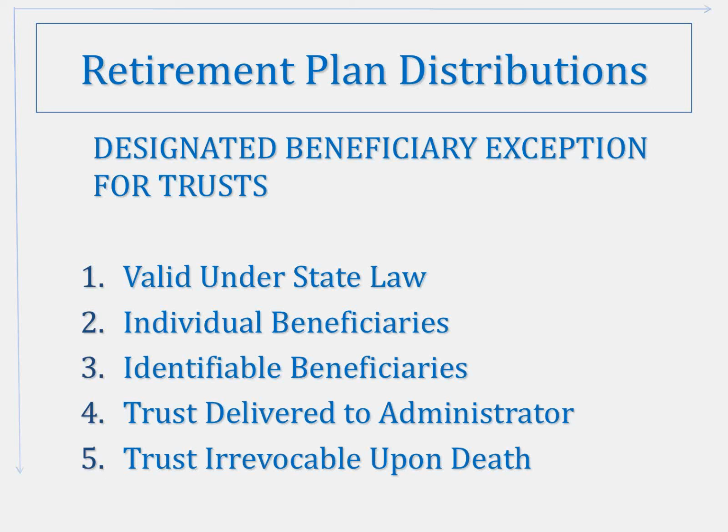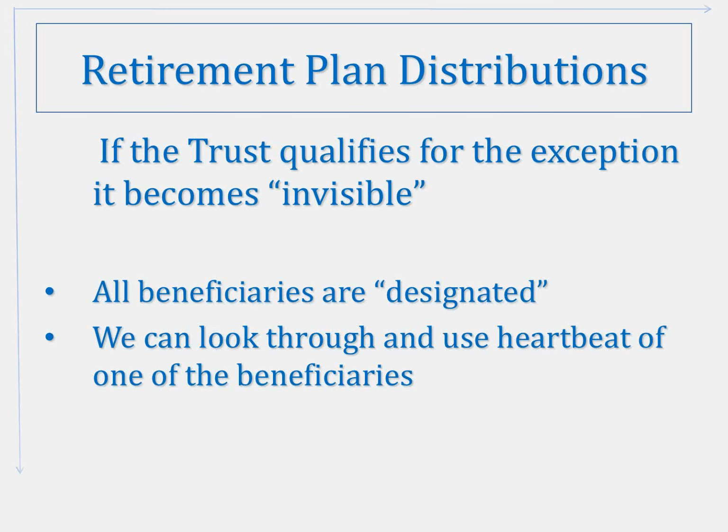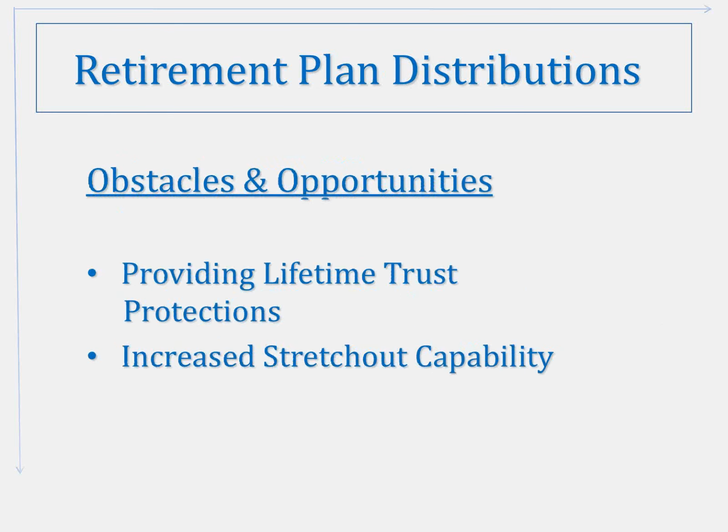The trust has to be valid under state law. It has to have individual beneficiaries. The beneficiaries have to be identifiable based on the document. The trust has to be delivered to the retirement account administrator, and the trust has to be irrevocable upon death. Those are the 5 tests. So if the trust qualifies, then it becomes invisible, and all the beneficiaries are considered designated beneficiaries. In other words, they've passed the heartbeat test. And you can look through it to see the beneficiaries and use their life expectancies.